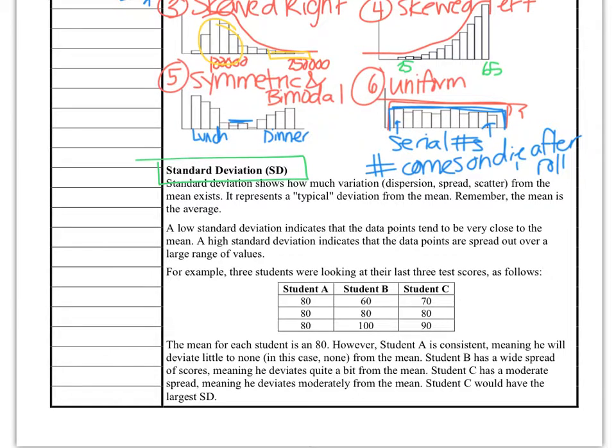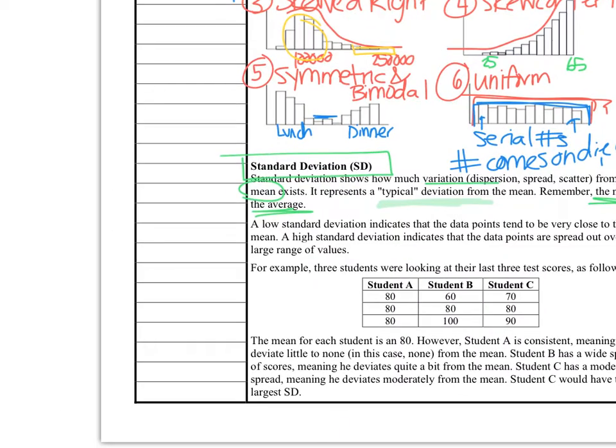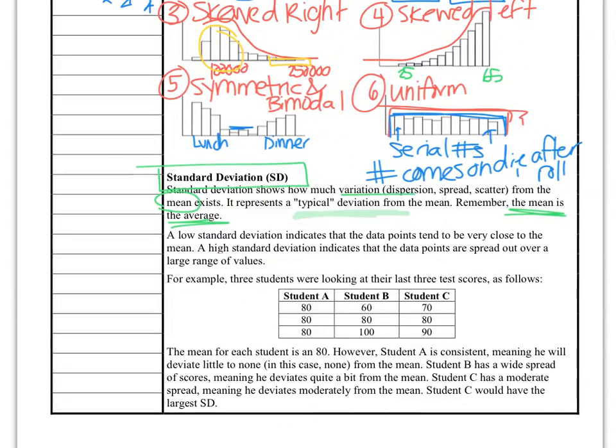Standard deviation shows how much variation, dispersion, spread, or scatter from the mean exists. Remember that the mean is the average, okay? And standard deviation represents a typical deviation from the mean. So it's like everybody is often that 5'5" height, but then we might have some people on those tail ends with the 4'10" and the 6 foot people, and we want to know how many standard deviations they are from the mean. How much do those numbers deviate from that mean of, say, 5'5"?